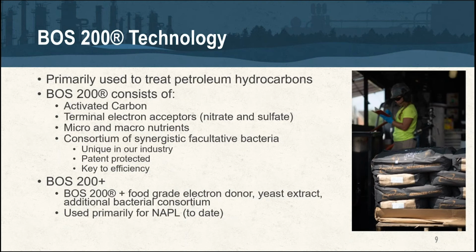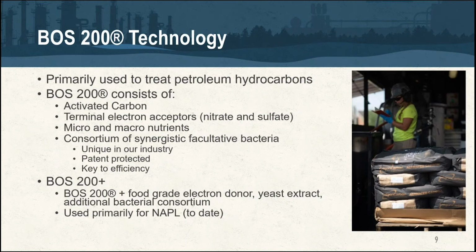And something else that we've been working on over the last few years is what we're tentatively calling BOS 200 Plus, and it's BOS 200 with a food grade electron donor, mainly starch, with yeast extract and an additional consortium to be able to break down that carbohydrate. This was originally designed for LNAPL sites, and that's where we've primarily used it to date. But we're looking to expand that into other sites as well.